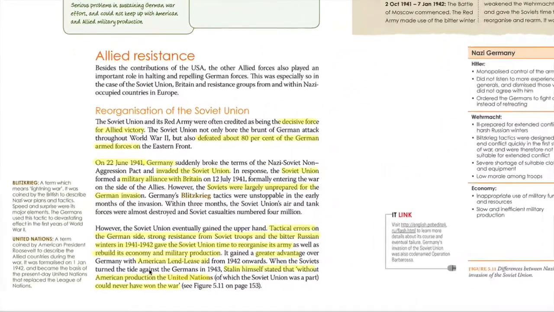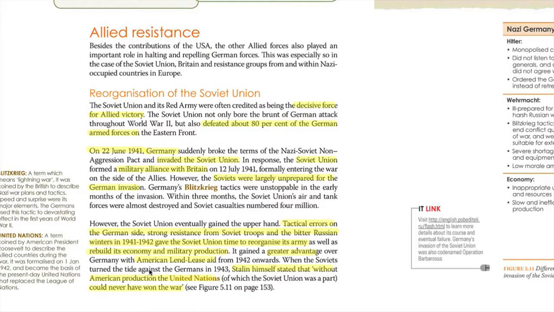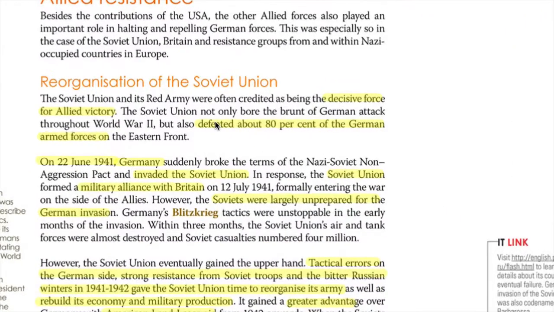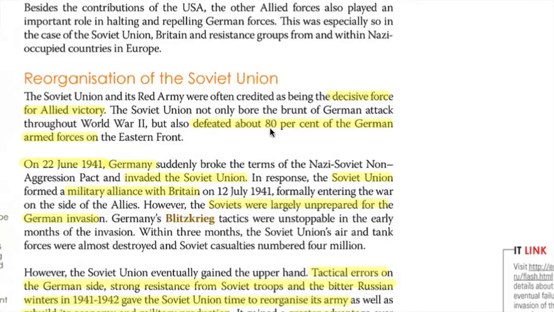Now, the reorganization of the Soviet Union was important, because the Soviet Union and its Red Army were credited as being the decisive force for Allied victory. While a lot of historians have said that America's entrance into the war was important, there is also another group of historians that talk about the importance of the Soviet Union and its role. It defeated about 80% of the German forces on the Eastern Front, which is a huge number, 80%.